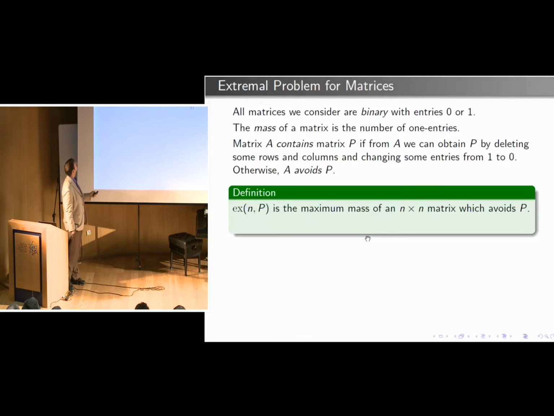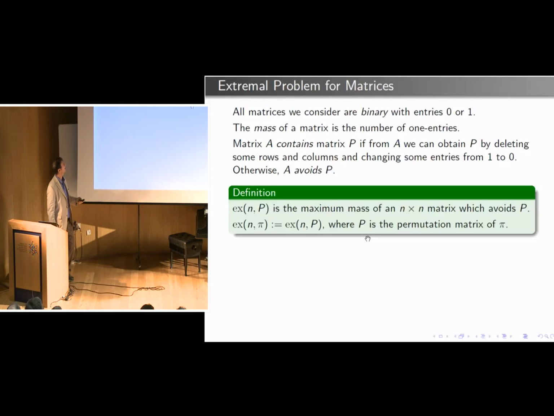And we have this classical extremal number, ex(n, P). It's the maximum mass of an n by n matrix which avoids P. In general, this is a very hard problem to estimate. How many 1 entries can you have in an n by n matrix so that it avoids P? In particular, if P is the all ones k by k matrix, this is the famous problem of Zarankiewicz, which is still quite open. Noga and others made some nice progress on this problem.